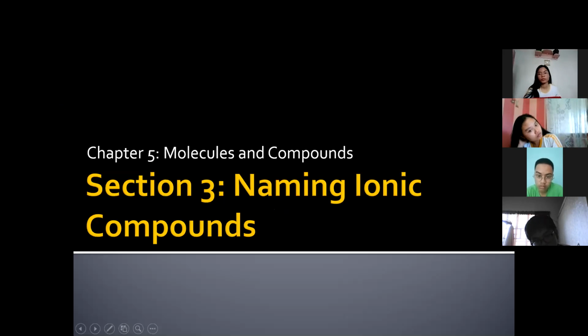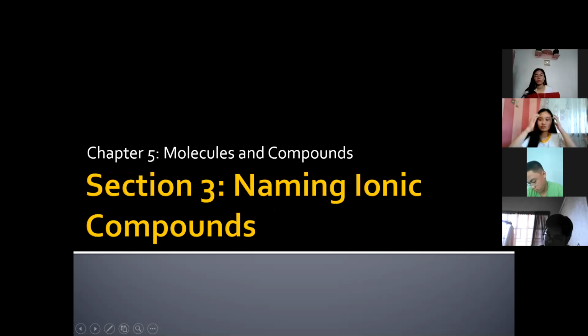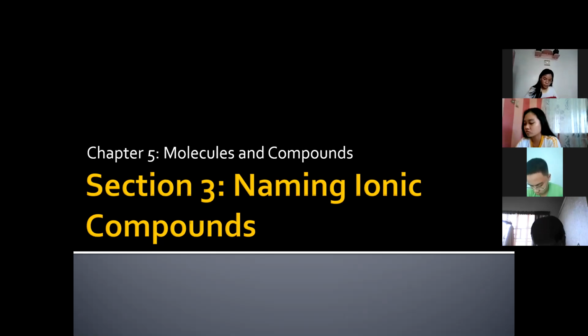So how are we going to name ionic compounds, class? There are several ways in which we name ionic compounds, but allow me to divide it into two. Ionic compounds could be binary, and ionic compounds could be ternary. What makes it a binary compound? Binary compounds are composed of two elements only. An example is magnesium chloride. That is a binary compound. But ternary compounds are composed of a metal and a polyatomic ion.